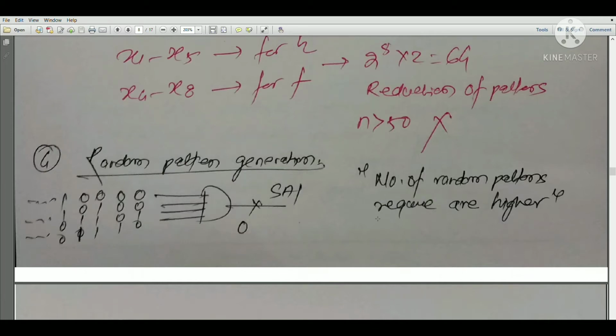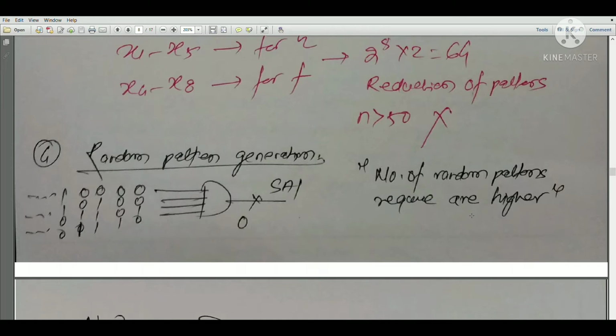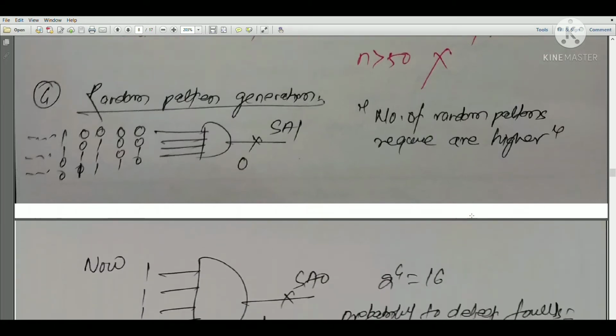So now we can see how many test patterns can be randomly generated. To have 0 output here, we can apply the input as 0010. We can apply the input as 0001. We can apply 0011, we can apply 1100, and so on. The number of test patterns that can be generated: if 4 inputs, 2 to the power 4, 16 different test patterns can be generated. This is the random test pattern. The number of random test patterns required is higher. This is the one gate we are talking about.